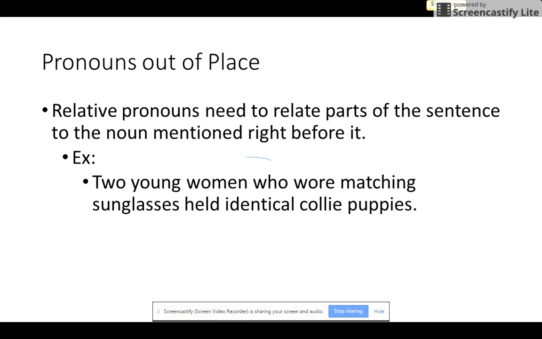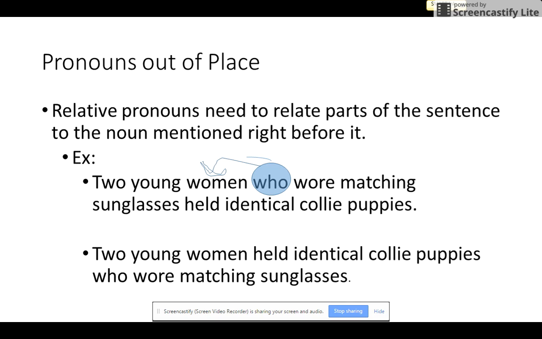So if we take a look at this sentence, two young women who wore matching sunglasses held identical collie puppies. We have our W pronoun right there, that who. That's our relative pronoun. Notice how it needs to be close to its relative, the person it refers to, which is women. So this sentence works.